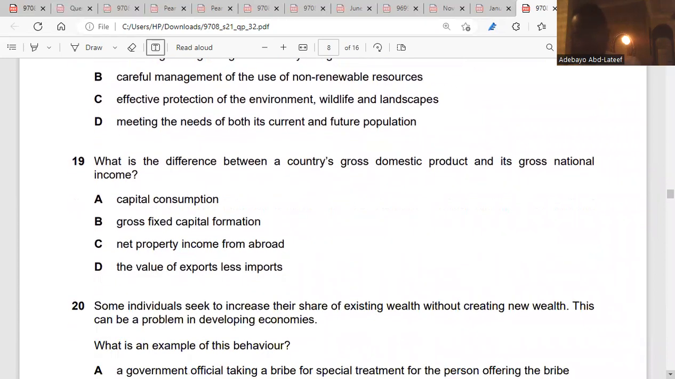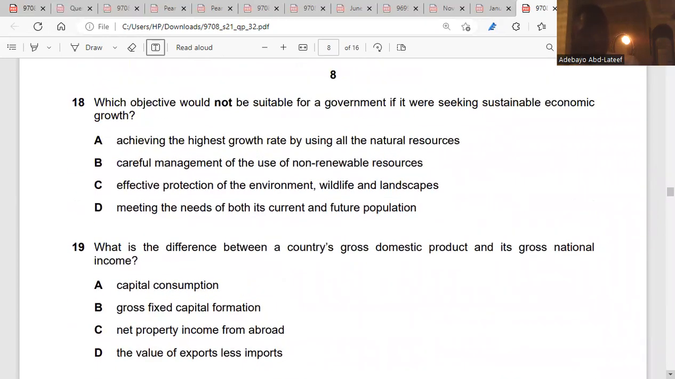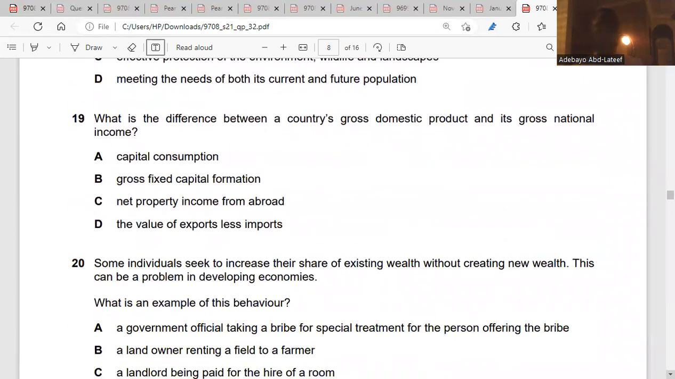Question 20. No, sorry, 19 now, right? What is the difference between a country's GDP and its gross national income? GDP is the total value of a country's output in terms of finished goods. And GNI is the total income that an economy is making through its residents in Libya or abroad.